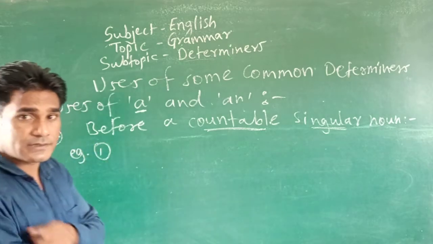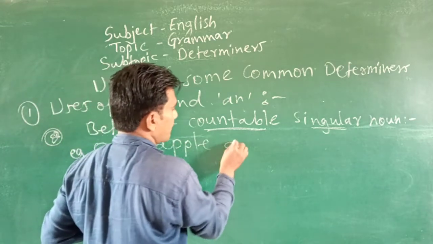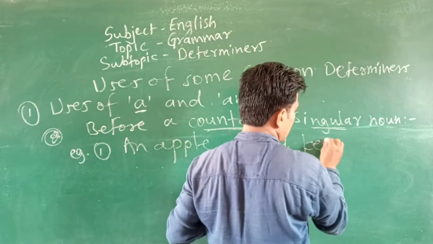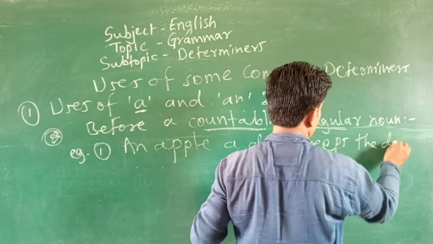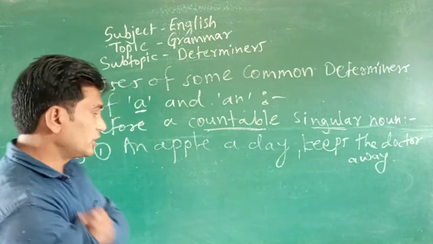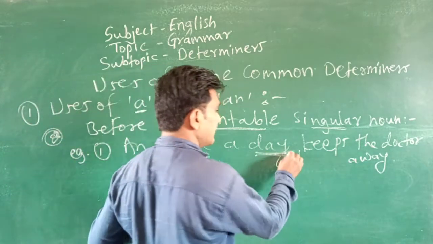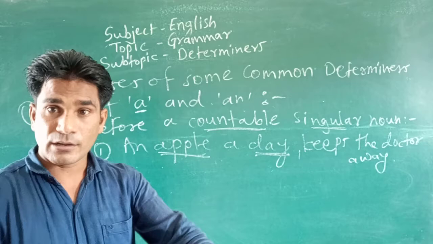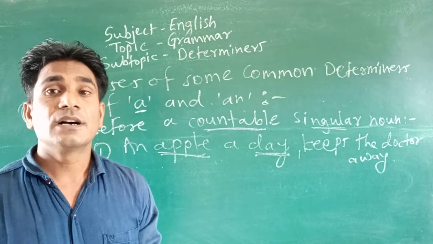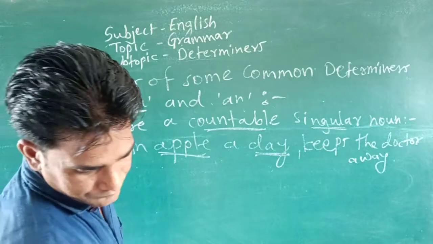The best one, as you know: an apple a day keeps the doctor away. Here apple is a countable singular noun, and day is a countable singular noun. So before a countable singular noun, we can use a or an.